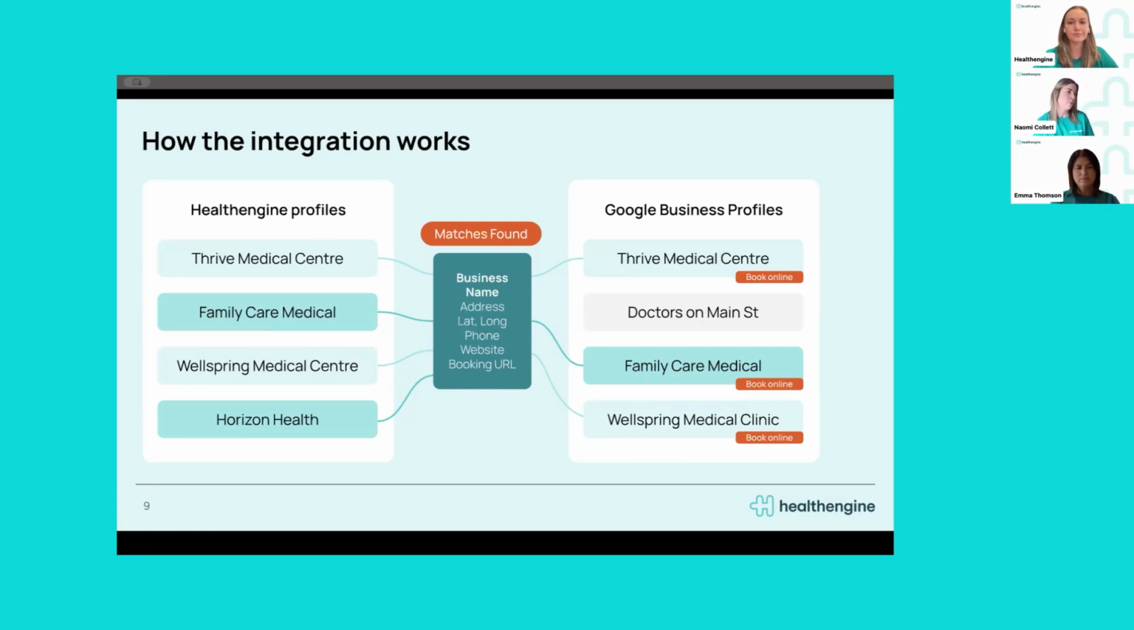Now, in this example, again, these are just made up clinics, but Horizon Health is on Healthengine. It's not in Google Business profiles. So while we still send that practice name to Google, if there's no Google Business listing to be found, then there's no button to be added. And likewise, Doctors on Main Street, they have a Google Business profile, but they're not on Healthengine, so they don't have a book online button on their profile.